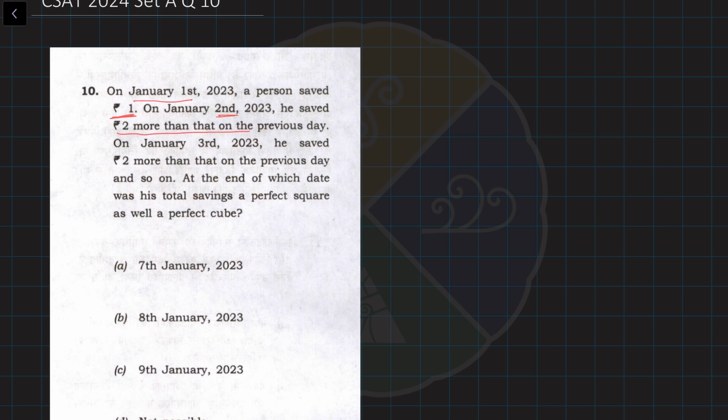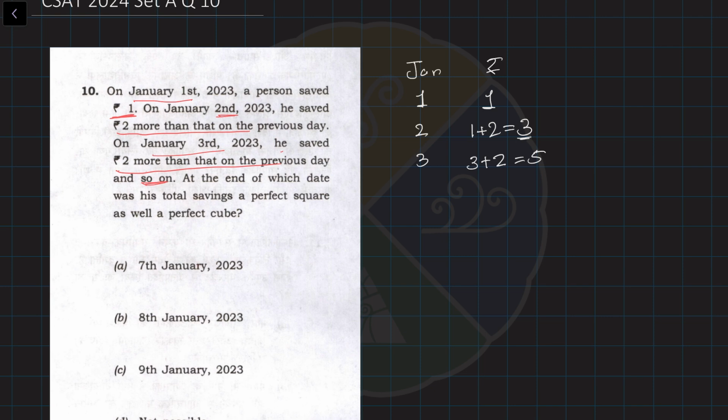So, let me note that down. On January 1st, he is saving rupees 1. On January 2nd, he is saving 2 rupees more. That is 1 plus 2, so 3 rupees. On January 3rd, he saves 2 more than the previous day. The previous day he has saved 3 rupees, so here he will be saving 2 more extra. That is 5 rupees. And so on. And the process keeps on going. And at the end of which date was his total saving a perfect square as well as a perfect cube?